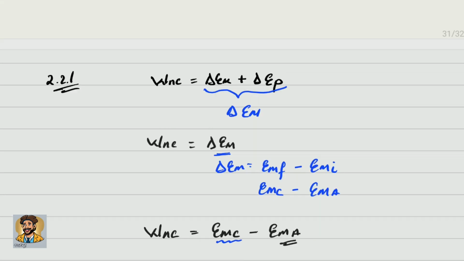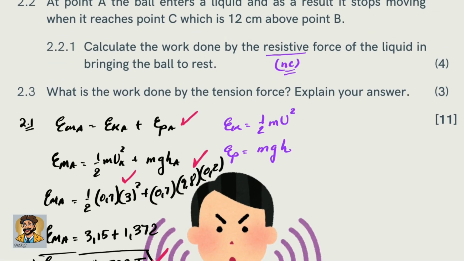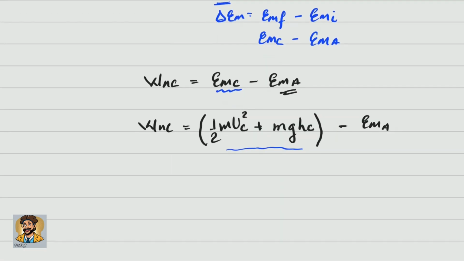And guys, this is the question. It's not that complicated. It's tricky because you need to change a little bit what we used to do. Calculate the work done by the resistive force, which is this work done. This is what we are looking for, and then the rest is just substituting. Let's do it real fast. The work done by the non-conservative force, which is the resistive force in this case, is equal to, and then we just substitute the values we have here.